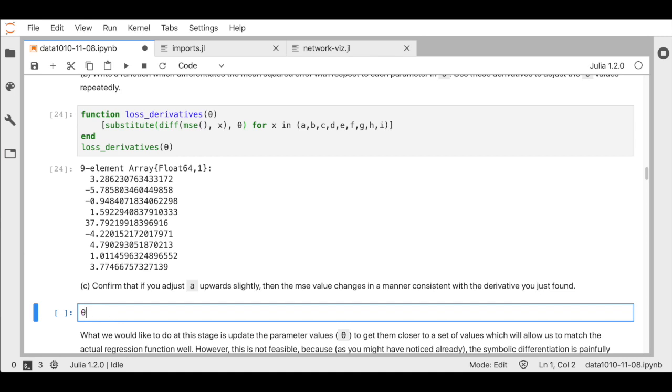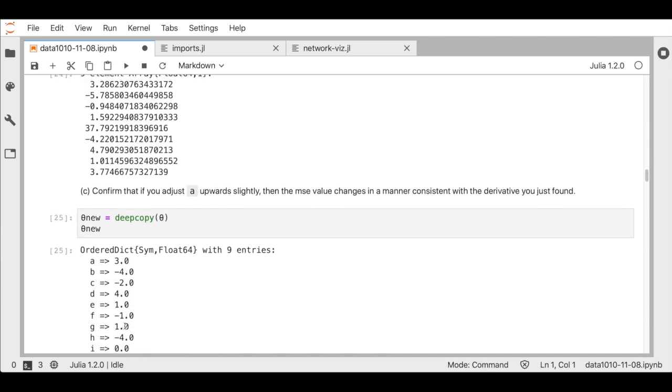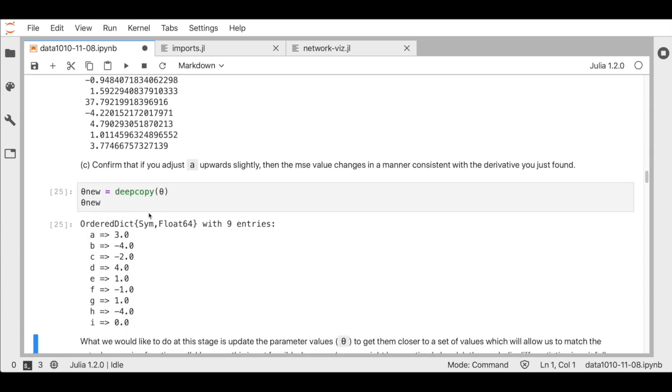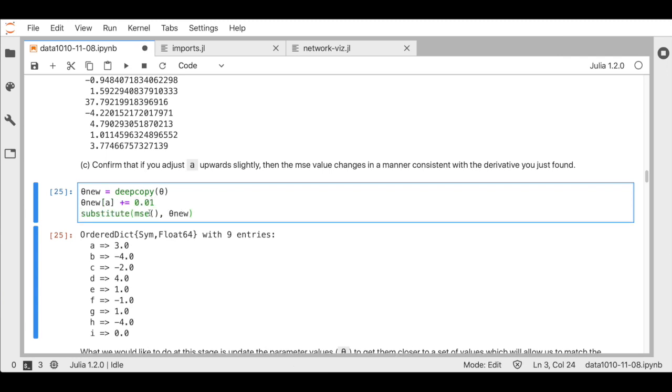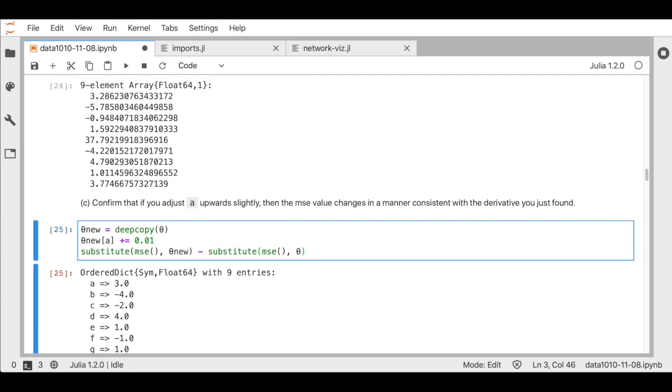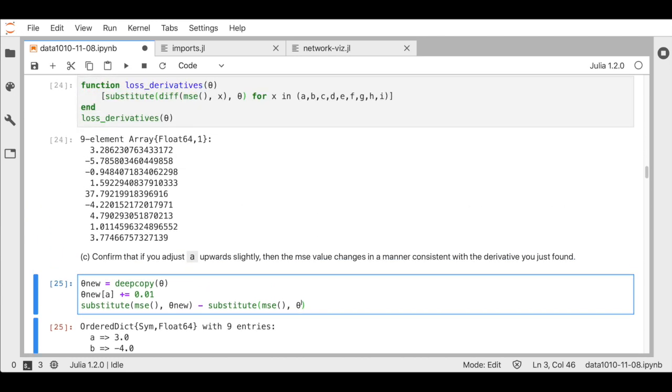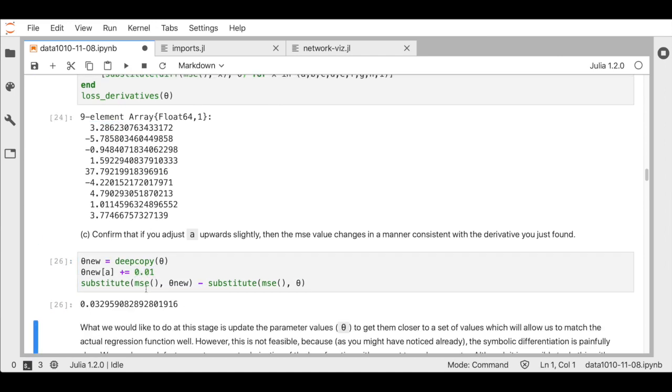So for example, if we make a new set of parameters, which we'll build by copying the old one, so this is an ordered dictionary mapping variable values to numerical values. And if we take, let's say, A and increment it by 0.01, then we can plug in those new values to the mean squared error and also plug in the original values to the mean squared error. And the change that we should get, so this is coming from incrementing the A value from 3 to 3.01, it should correspond to the product of the change, which is 0.01, and this value 3.28. And that's indeed what we get.